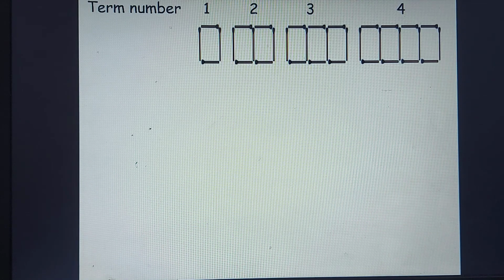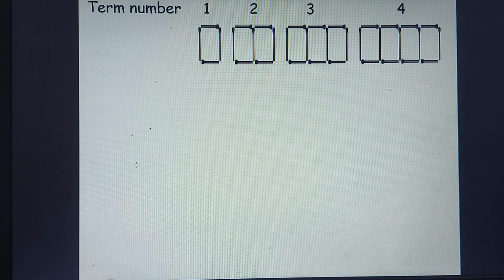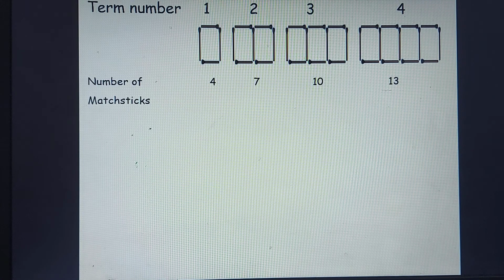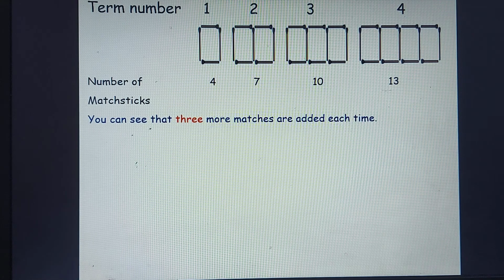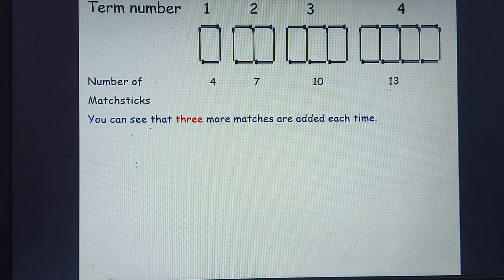Here's another one. The first pattern is made up of 4 matchsticks. The second pattern is made up of 7 matchsticks. The third pattern is made up of 10 matchsticks. And the fourth pattern is made up of 13 matchsticks. You will observe that 3 more matches are added each time. So 4 plus 3 is 7. 7 plus 3 is 10. 10 plus 3 is 13. 13 plus 3 will give you 16, which is the fifth pattern. So you go on and on and on like that.